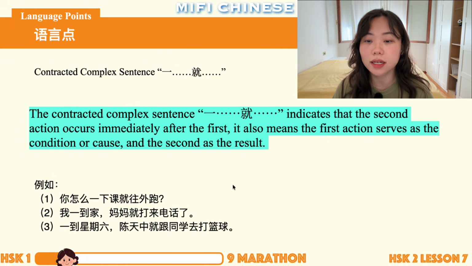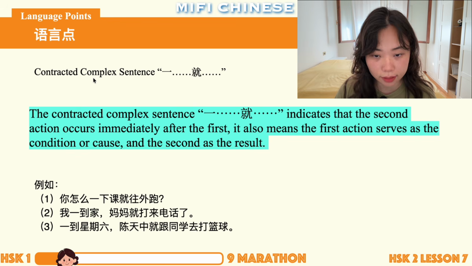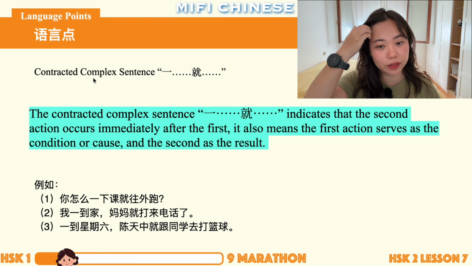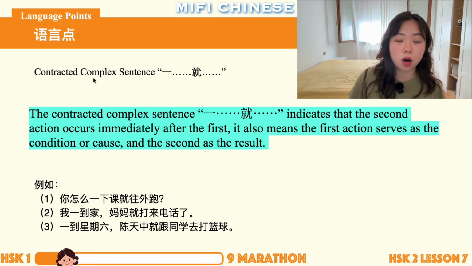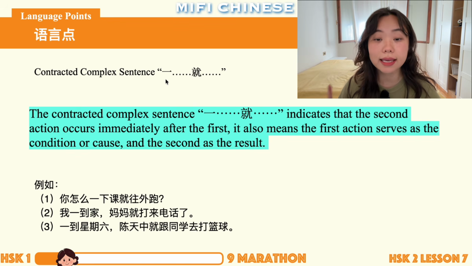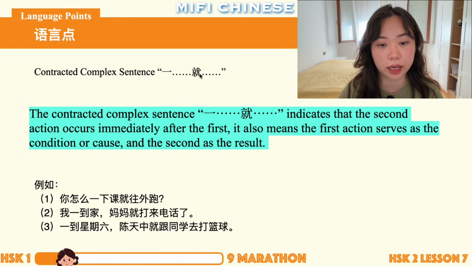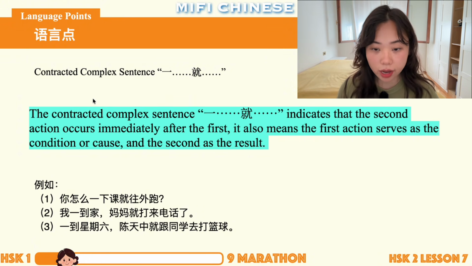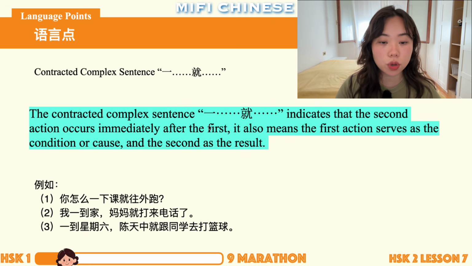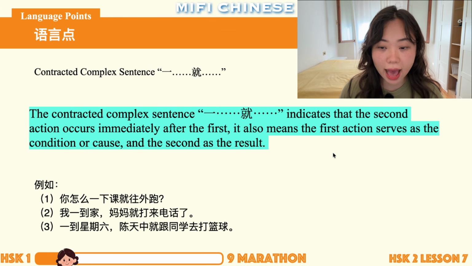So, it's called contracted complex sentence. But as we said before, don't force yourself to remember all of these terms. You just need to understand how it works. So, the structure is 一 something, 就 something. Here, 就, how do we understand it? You can understand it as immediately. Right? Let's see the definition first. The contracted complex sentence 一 something, 就 something indicates that the second action occurs immediately after the first. It also means the first action serves as the condition or cause and the second as the result.